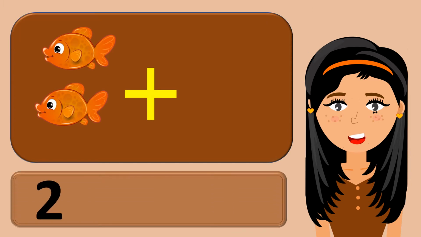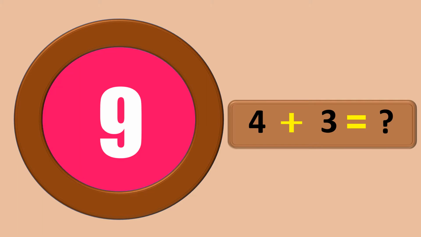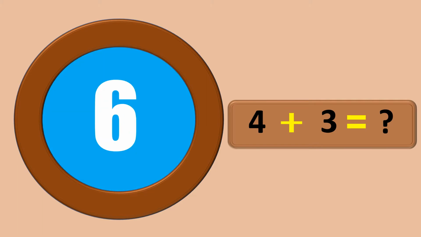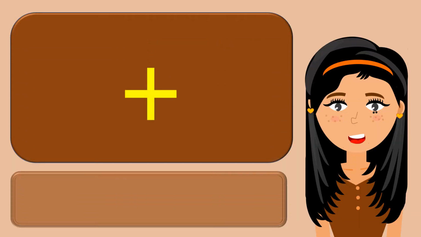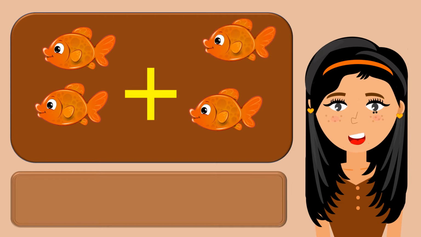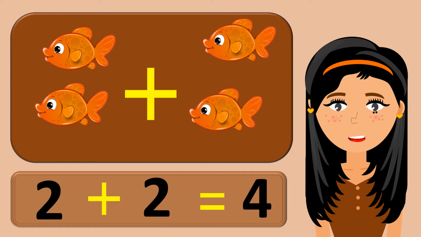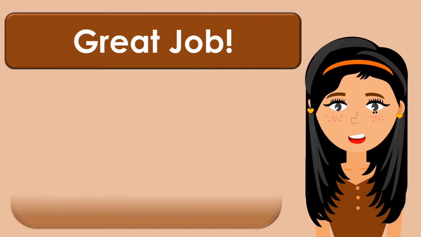1, 2. 2 plus 2 equals 1, 2, 3, 4. 2 plus 2 equals 4. Great job! Let's have the next question.